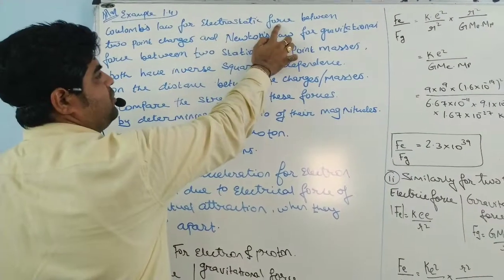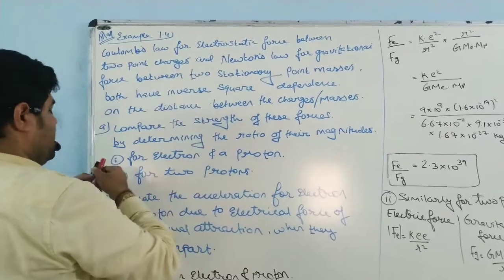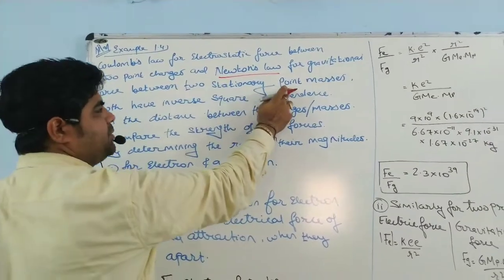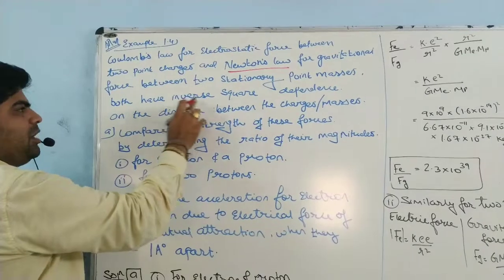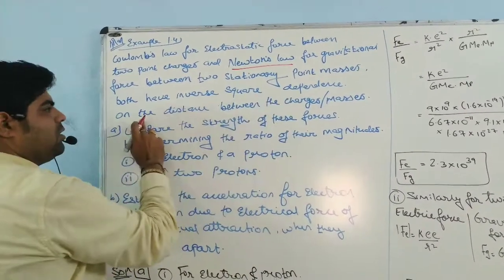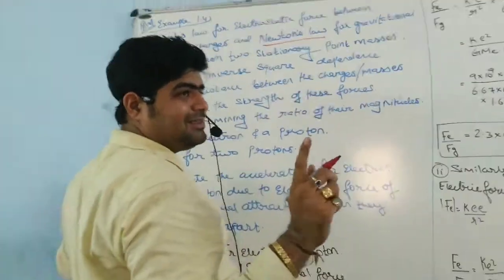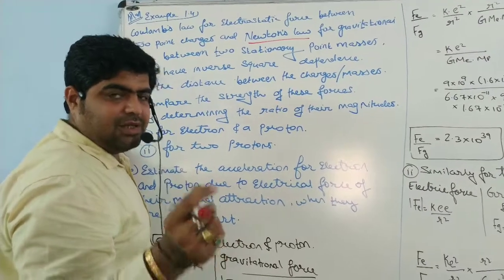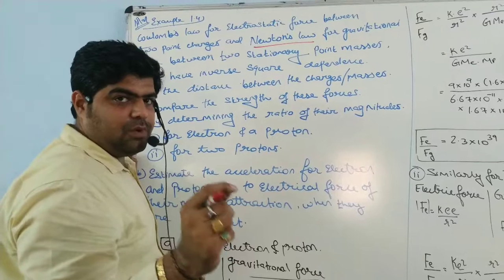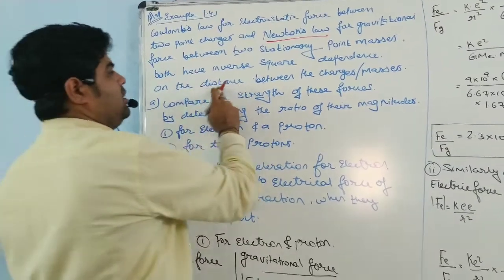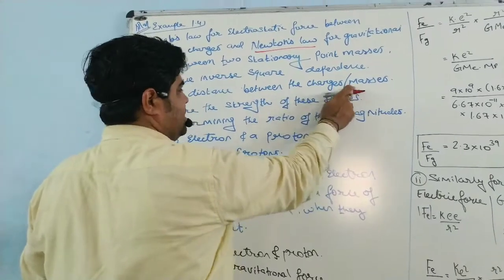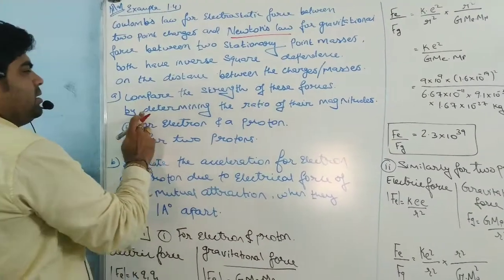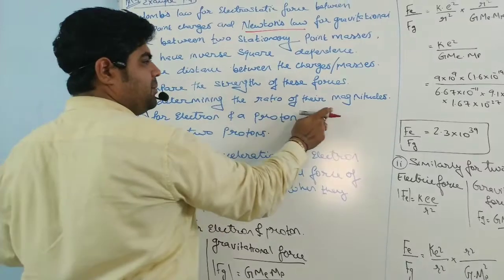Coulomb's law for the electrostatic force between two point charges and Newton's law for the gravitational force between two stationary point masses both have inverse square dependence on the distance. Yes, we know Coulomb's law is k Q1 Q2 upon R square, while the gravitational force between two stationary masses is F equal to G m1 m2 upon R square, dependent on the distance between charges and masses. We need to compare the strength of these forces by determining the ratio of their magnitudes.